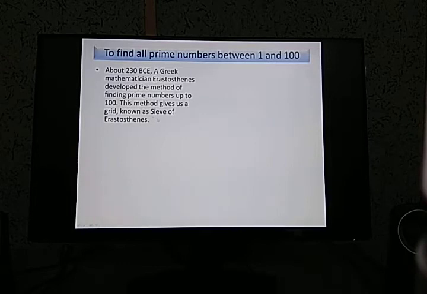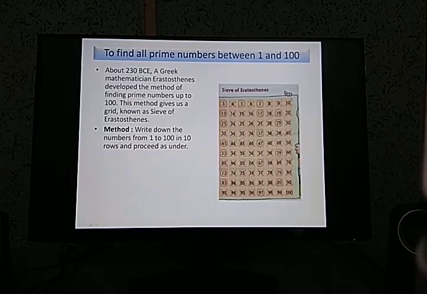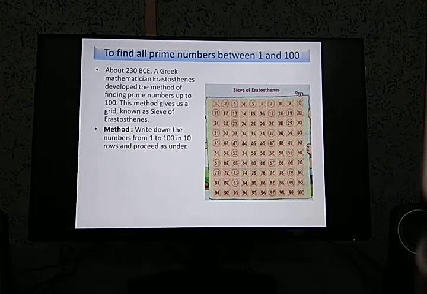So let us see now what is this method. What he did is, he has written down all the numbers from 1 to 100 in 10 rows like this. This is a row and this is a column. If you write in a horizontal way, it is called writing in rows, and if you write in a vertical way, it is called writing in columns. So he has written in rows, 10 rows.